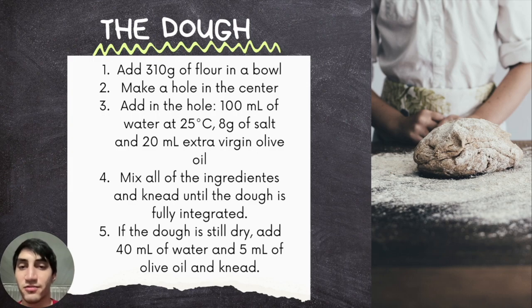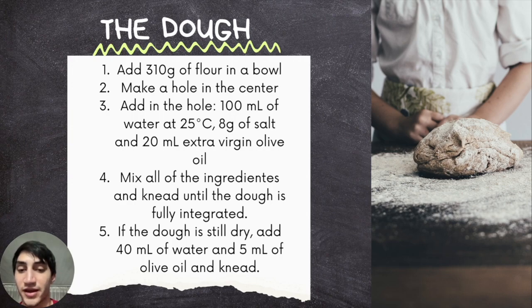So the first part was making the dough. The first step was to add 310 grams of flour in a bowl. Then we made a hole in the center. In this hole we added 100 milliliters of water at 25 degrees Celsius, 8 grams of salt, and 20 milliliters of extra virgin olive oil. We mix all the ingredients and knead until the dough is fully integrated.